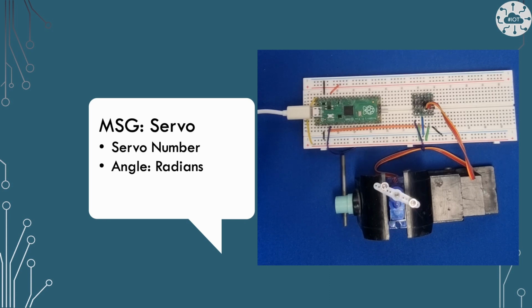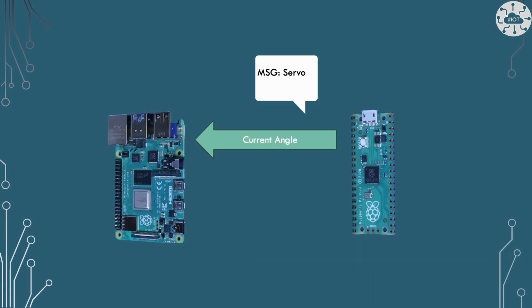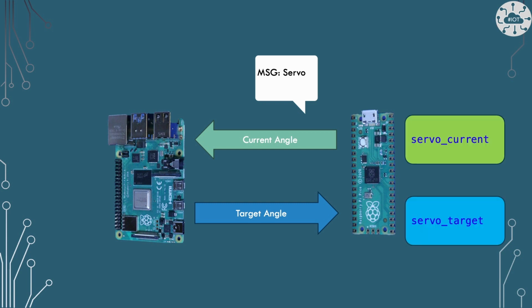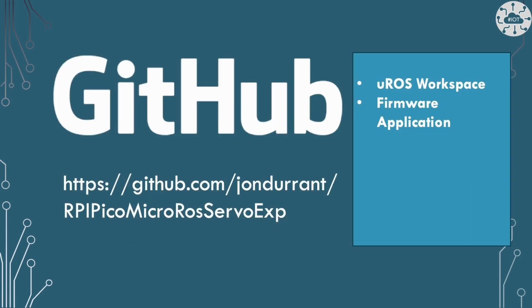The message will include the identity of the servo and an angle for the servo in radians. We can use the message type for two things in the example. The Pico can continuously publish the current angle for each of the servos it is controlling. We can instruct the Pico to move the servos by sending a target angle message. So these will become two topics, servo's current and servo target. I've put all of the code for today's example on GitHub. A link to the repo is in the description.